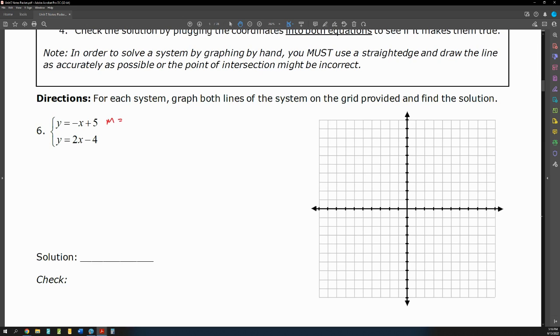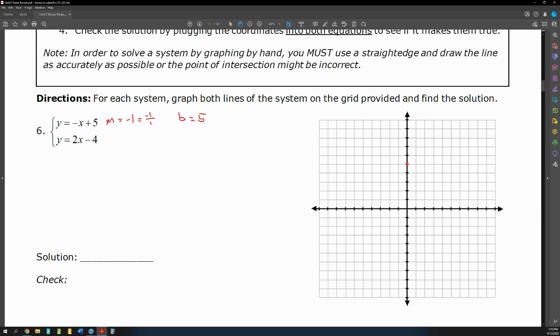The slope is the number in front of x, which is negative 1. I like to write my slopes as fractions, so this is negative 1 over 1. My y-intercept, b, is the constant tacked on at the end, which is 5. This has coordinates (0, 5). So let's go ahead and graph that line.